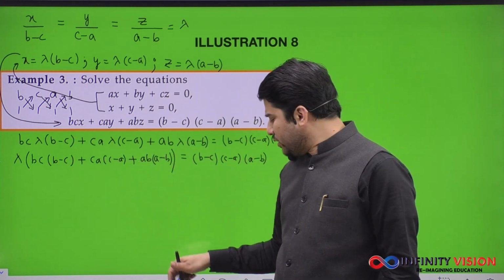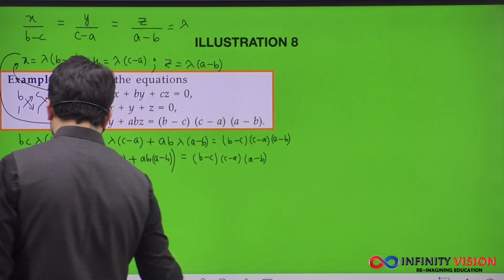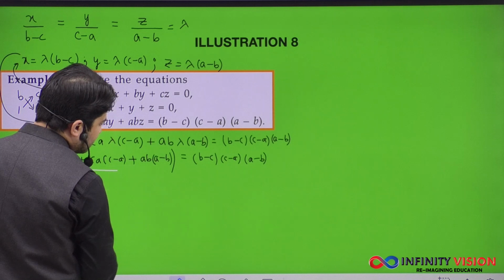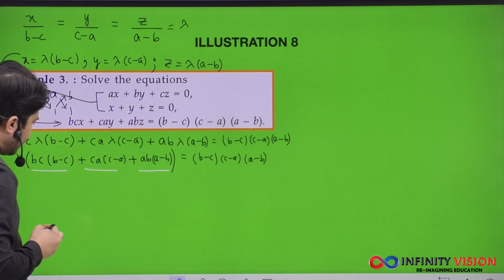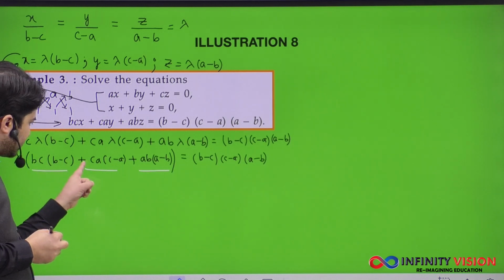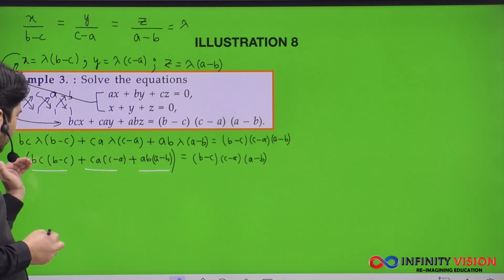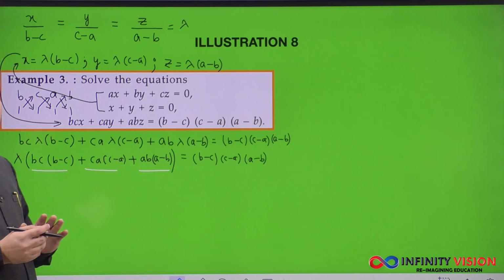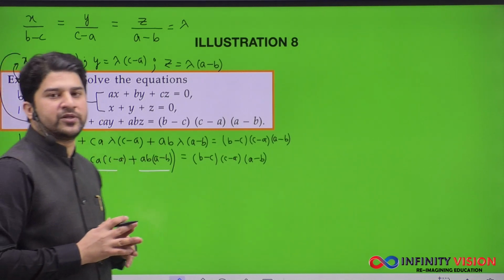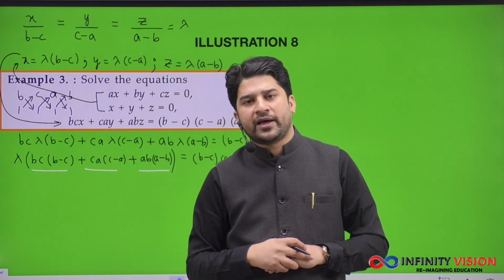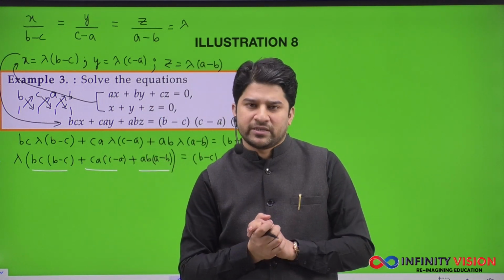But when you look into this expression here, bc into b minus c, then ca into c minus a, then ab into a minus b, this is very cyclic in nature. If you look here, bc, then ca, then ab. You are getting a pair which is following a cycle, bc, ca, ab. Now whenever you get this type of expression and whenever you need to factor this expression, you should always apply the factor theorem by using the concept of symmetry.